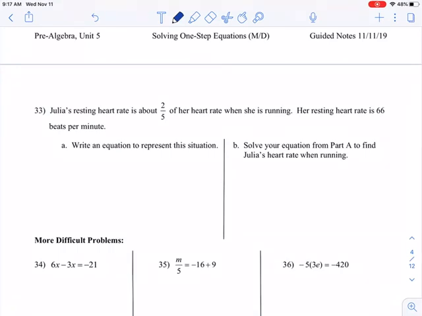If you look at 33, her resting heart rate is about 2/5 of her heart rate when she is running. Her resting heart rate is 66 beats. So of means to times, so 2/5 times her heart rate, and that's going to be 66. So then you would divide by 2/5 on both sides to get your answer.